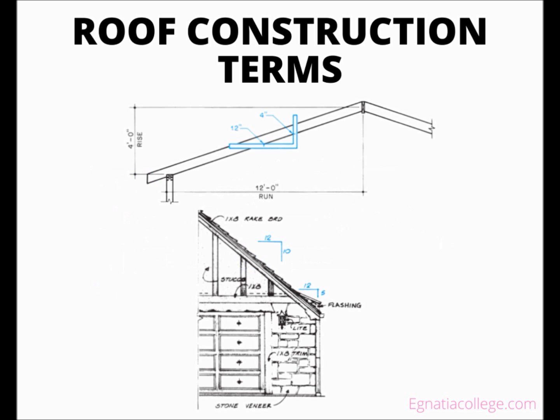In writing unit rise, the slope is given as the number of inches of rise for every 12 inches of run. The rise per foot of run is given on drawings with the symbol of a triangle. The horizontal leg of this symbol represents the run. The vertical leg represents the rise, and notice that this figure illustrates two roof slopes. These slopes are written as 10 in 12 and 5 in 12.